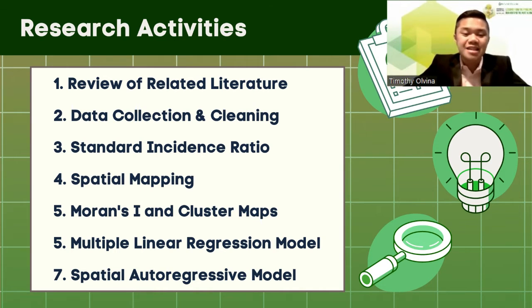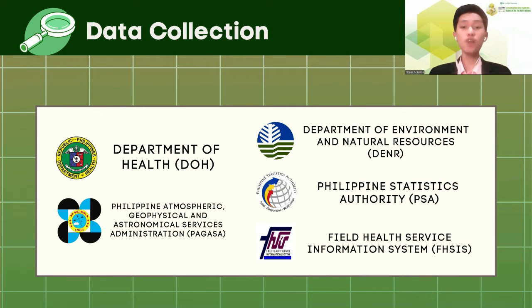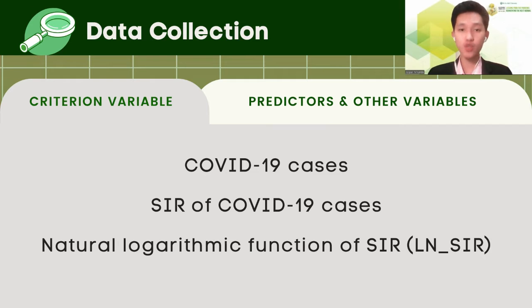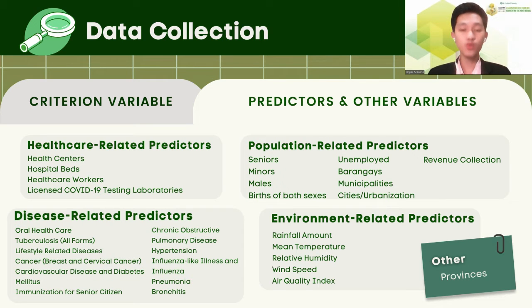Fifth, Moran's I statistic for determining the spatial dependencies in the data along with cluster maps. Lastly, multilinear and spatial autoregressive models were performed. Secondary data was mainly obtained from the Department of Health as well as PAG-ASA, DENR, PSA, and FHSIS. So these are the variables used in the study, which are all per province or NCR city. As we can see, the criterion variables are COVID-19 cases, SIR of COVID-19 cases, and natural logarithmic function of SIR. These are the predictors, which include healthcare-related, population-related, disease-related, environment-related, and provinces.